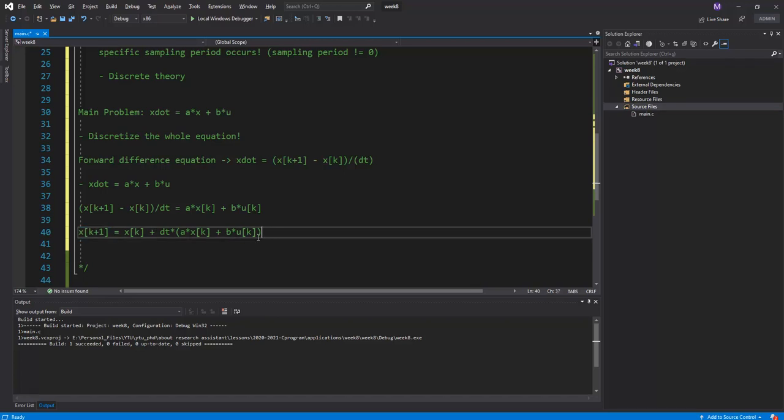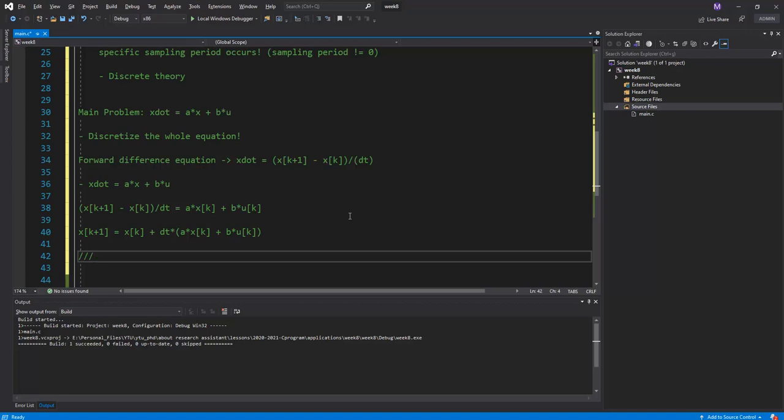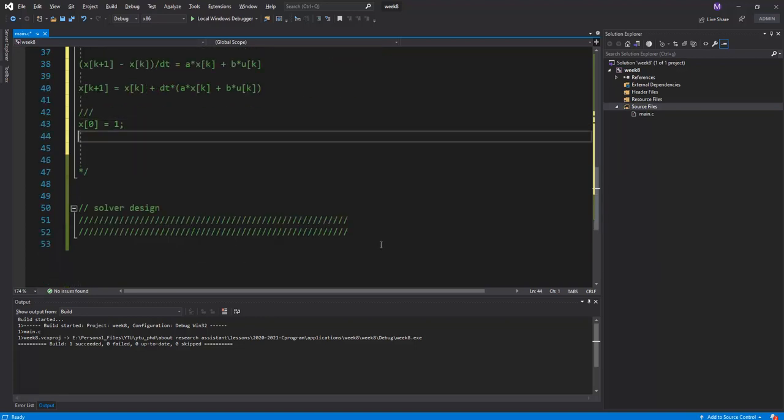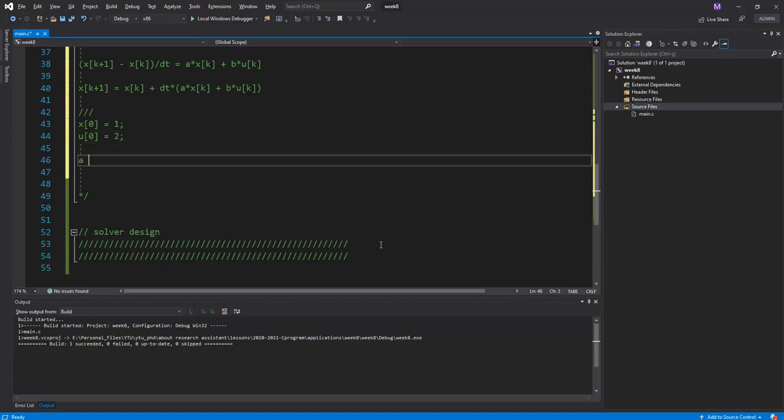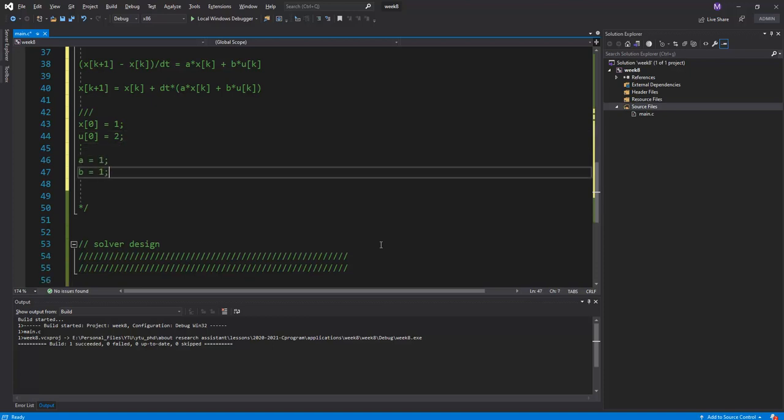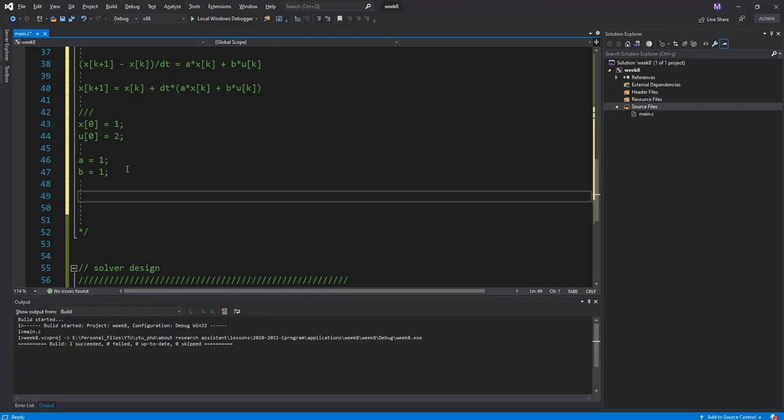And how can we use this information? Suppose that x0 is given to us as a 1 value in here, and u0 is 2 value. Okay, a 1, b 1. And so in the first iteration we should use this calculation, and so x0 is in here, x k plus 1, x1 is equal to what?